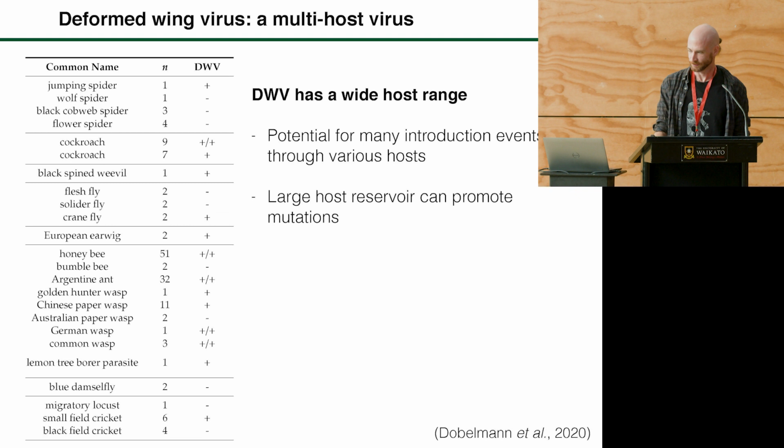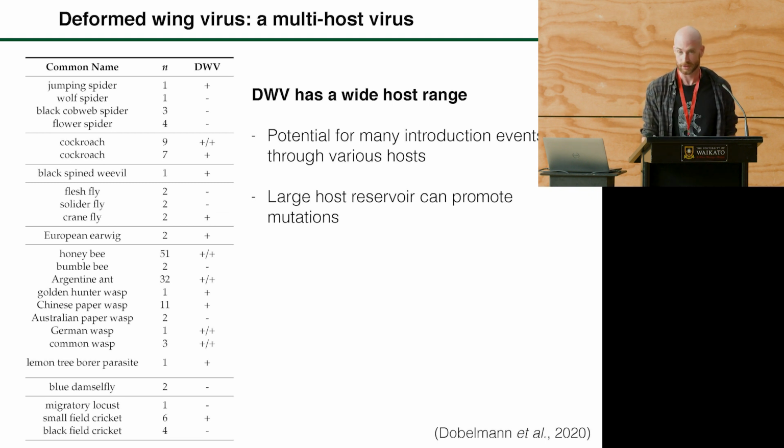So the thing is, we don't have deforming virus B, the type that is supposedly only infecting varroa in New Zealand. We only ever detected deforming virus A, but yet there's still a strong association in terms of mortality in bees between varroa and deforming virus in New Zealand.